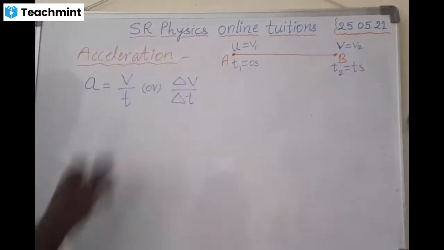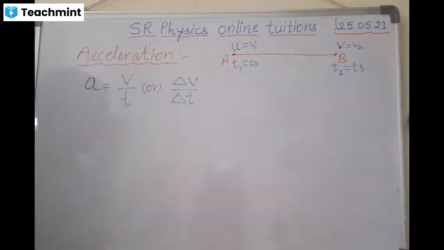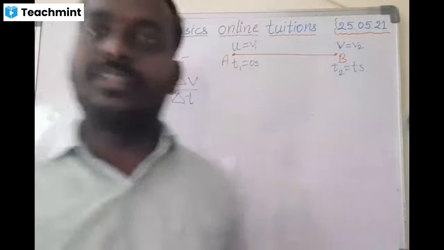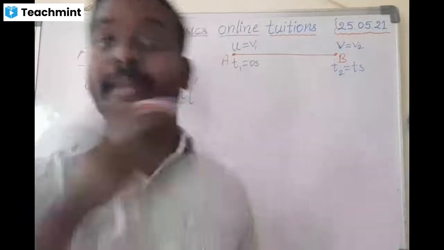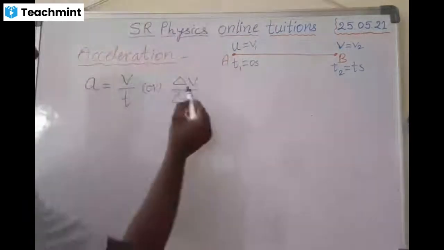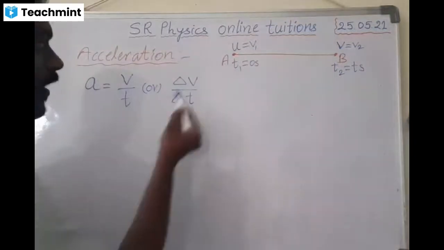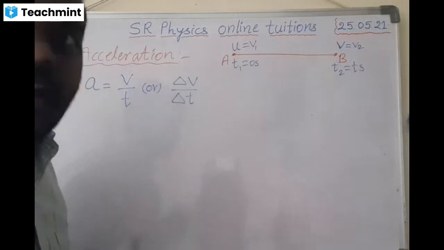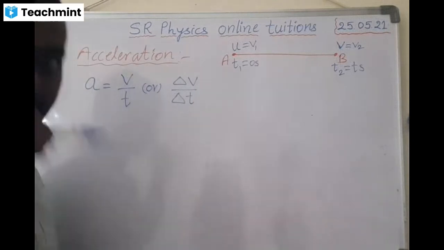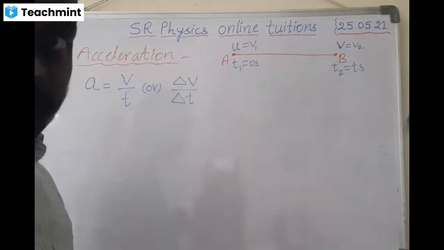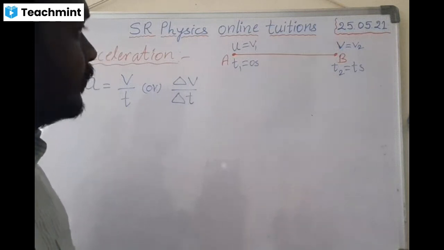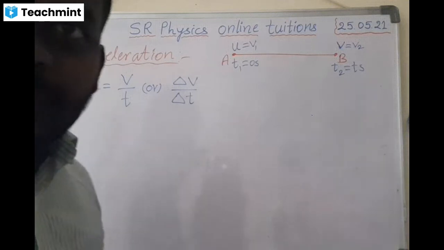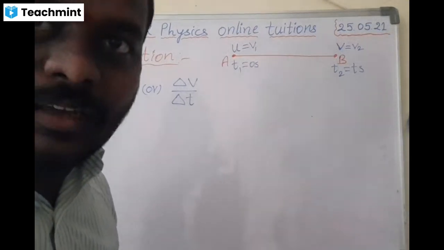Now, what is the acceleration? Acceleration gives us the rate of change of velocity, or change in velocity by change in time. Simply remember this: change in velocity by change in time. Delta v means change in velocity, delta t means change in time. So that will give us what number? One second.